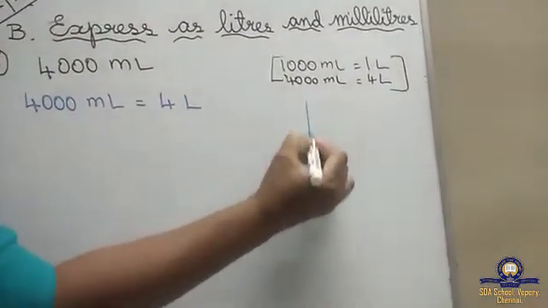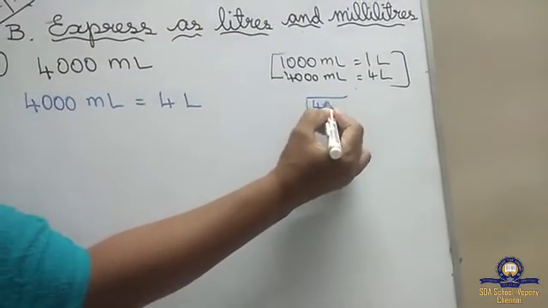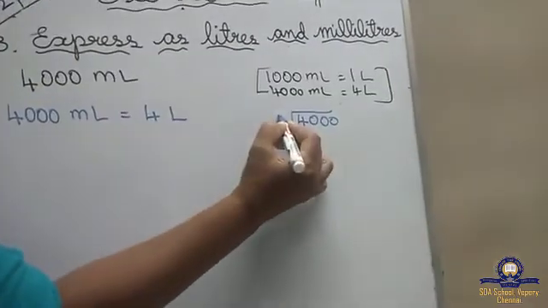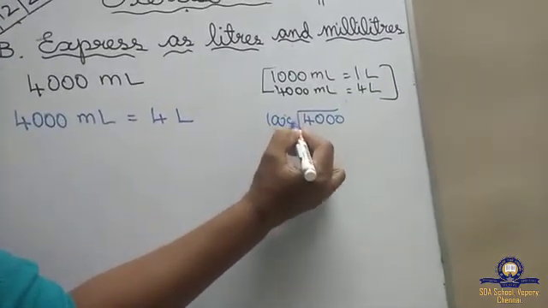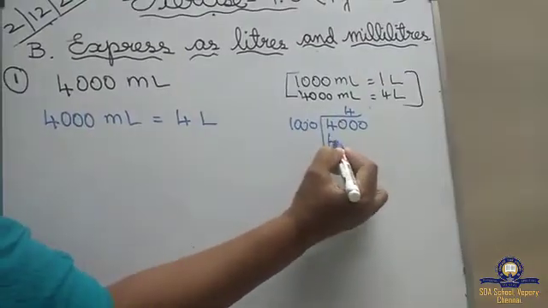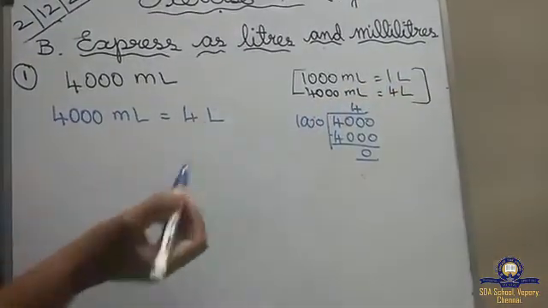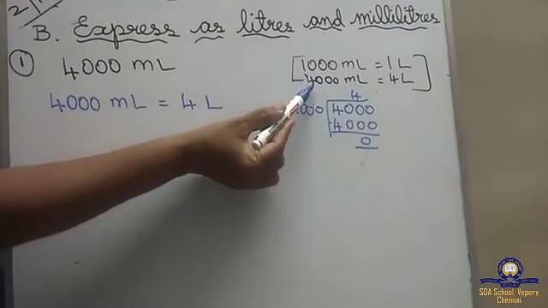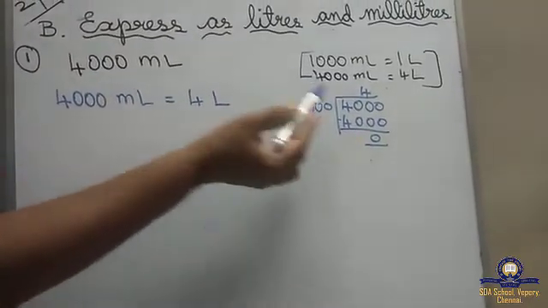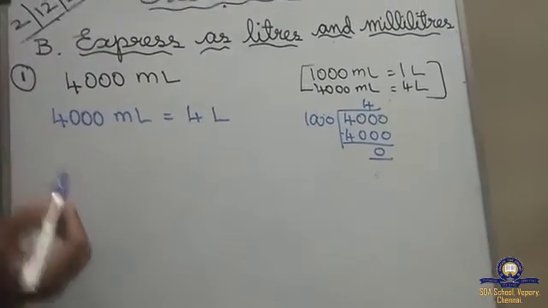See, if you put 4000 here inside and 1000, see what, 1000 fours are 4000. So the answer is 4 liters. So in an easy way I am teaching like this. Okay, children, you have to divide by 1000.